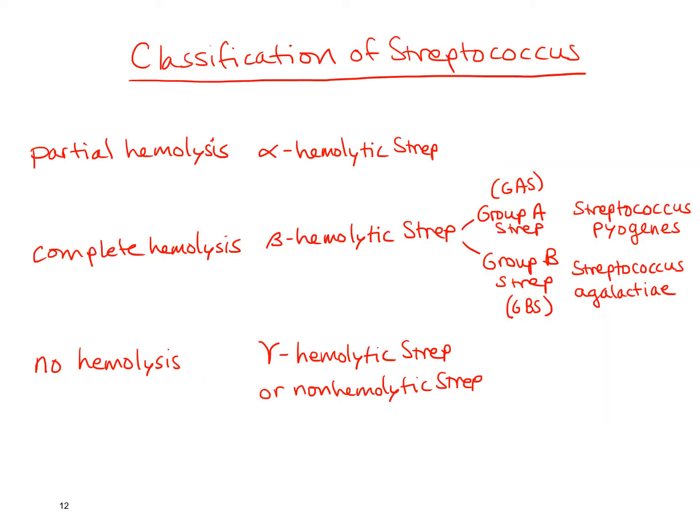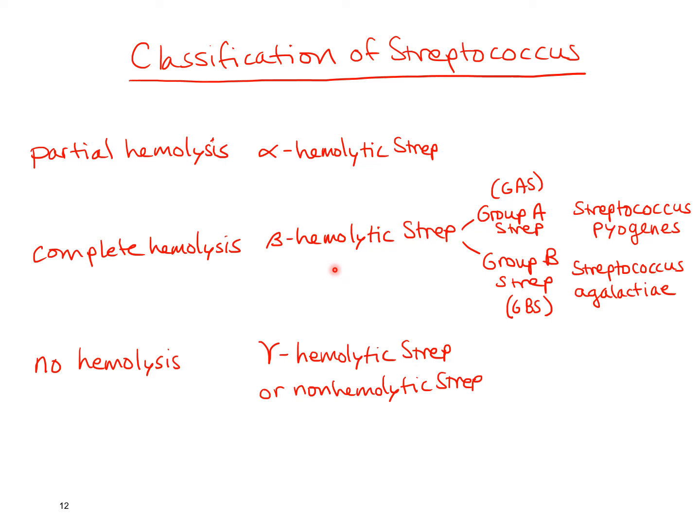So here I've just kind of put everything together with the two classification systems that are used with Streptococcus, just to try to hopefully make it a little bit more clear. So I've got the hemolytic groups. So alpha hemolytic strep, remember, is going to partially hemolyze the red blood cells. So it'll turn kind of a greenish color on the blood agar. And then beta hemolytic strep is going to completely hemolyze the red blood cells. So it'll turn the blood agar clear.